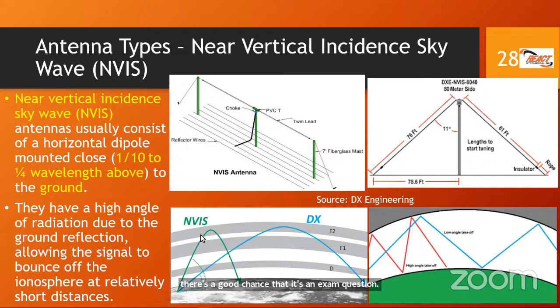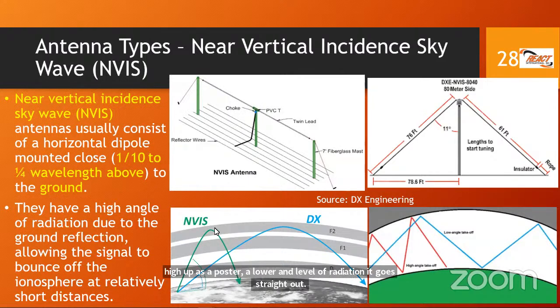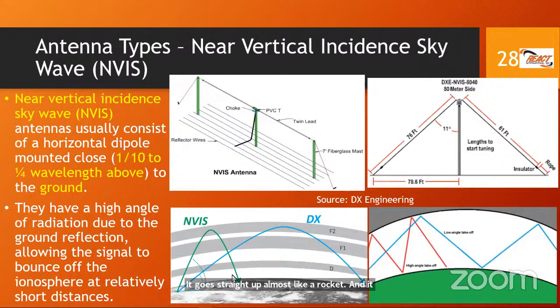High angle of radiation, and it's caused by good ground reflection. That's what you're depending on, and it goes high up as opposed to a low angle of radiation. It goes straight up almost like a rocket, and it refracts down and drops shorter as it transfers through the ionosphere, and it comes back down here to Earth, right? NVIS, near vertical incidence sky wave.